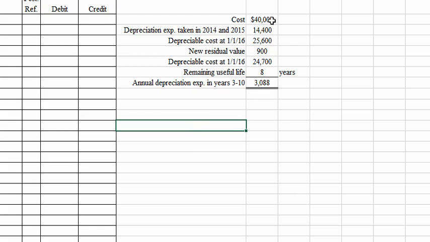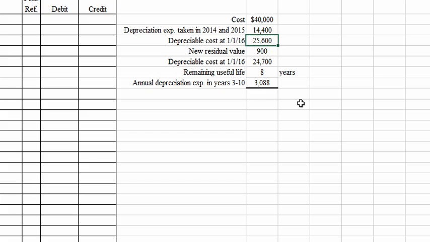All right, let's go back through this. Our original cost was $40,000. We're going to depreciate that though. At $40,000, the cost minus the original residual value was thought to be $4,000, divided by our useful life of 5 years, what we thought to begin with. So just that portion would give us annual depreciation expense. We're going to multiply that by 2 though, because we depreciated it in 2014 and 15. So that gives us our depreciation expense taken in 2014 and 15 totaled $14,400.